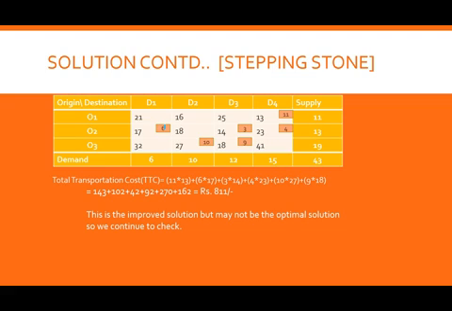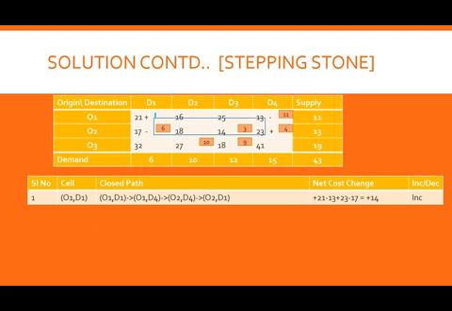So we need to go about checking whether it is optimal or not by once again performing stepping stone. So how many allocations we have? 1, 2, 3, 4, 5, 6. Still a non-degeneracy case. Very good. So go about performing stepping stone starting from O1D1. So O1D1 is an occupied cell. Consider that as reference, form a closed loop.